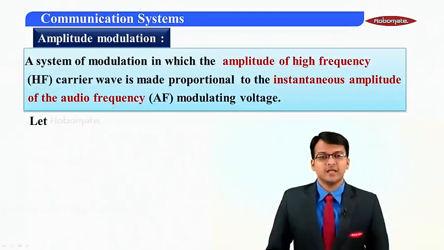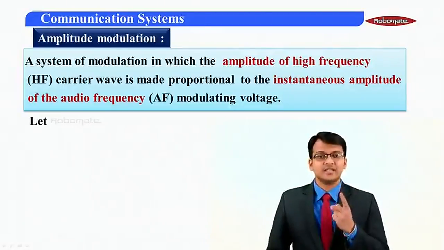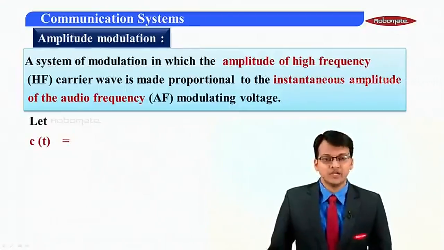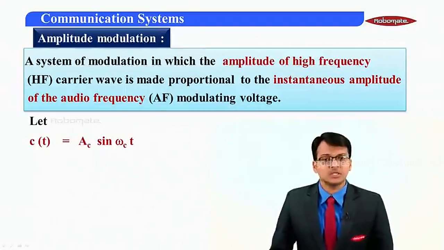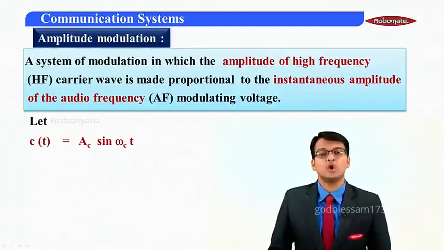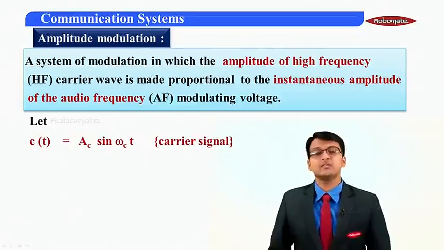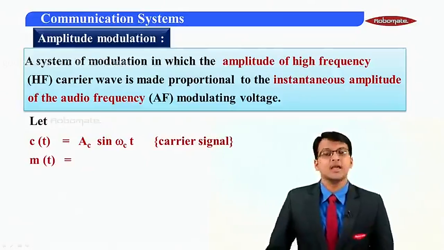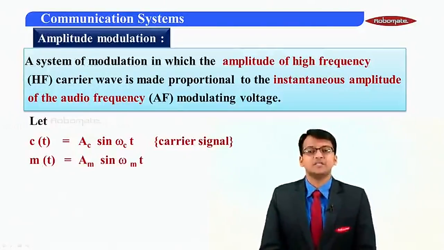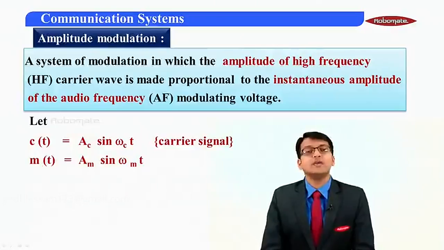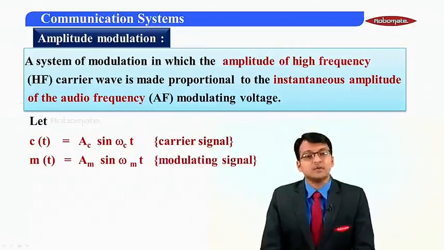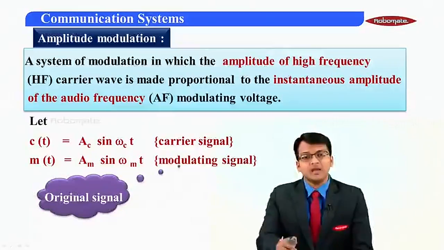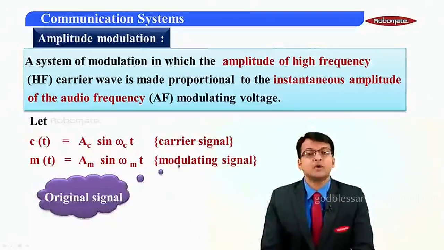So let's see, I have two signals: a carrier signal and a modulating signal. I'll denote the carrier signal with c of t, which is a sinusoidal signal, so I can say it is Ac sine of omega c t. The other signal is your actual audio signal, which is your modulating signal. Hence m of t can be represented as Am sine of omega m t, which is your original signal. Perfect. So I have my carrier signal and my modulating signal.